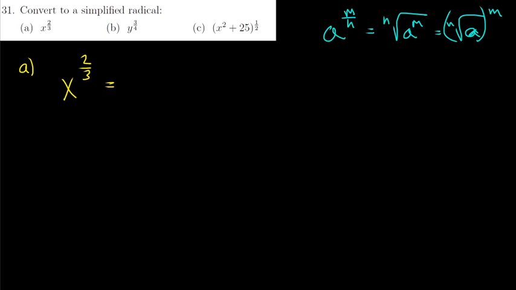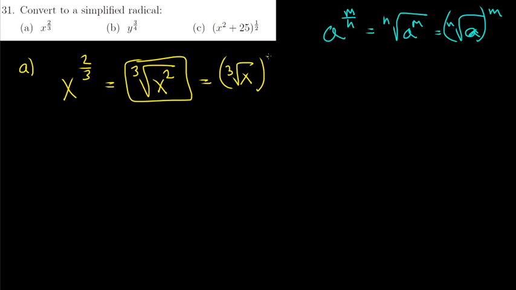Okay, and 31, again, these are just too easy. Don't expect these on the test. So this is just the cube root of x squared. You can also write it as the cube root of x squared, assuming that x is positive, which it is here. So y to the 3/4 is just the fourth root of y cubed.